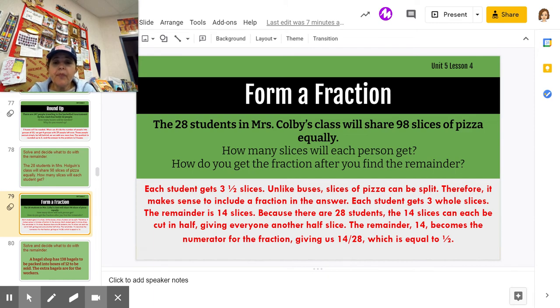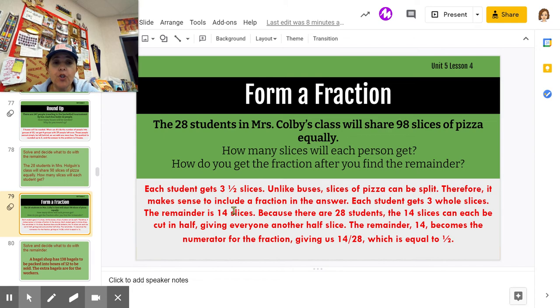Anyways, so when you divide 98 by 28, you're going to get 3 with 14 slices left over. Okay, so 14 slices left over. What do you do with those 14 slices? Right? There's 28 people. You can't just give people extra ones because we want to share them equally. So what are you going to do?